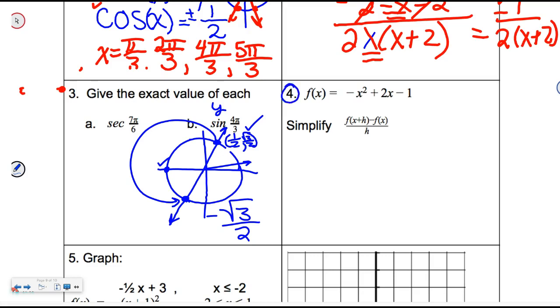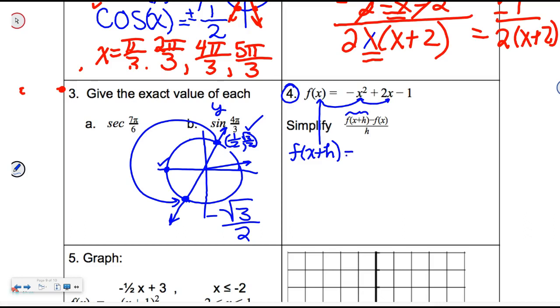This one was the most missed, and it's because this one actually came off the Delta Math assignment. So first thing I need to do is simplify. This is actually called a difference quotient. And to simplify a difference quotient, the first thing you need to do is figure out what is f of x plus h. So I'm going to write that down. f of x plus h. We'll put an x plus h into the function.